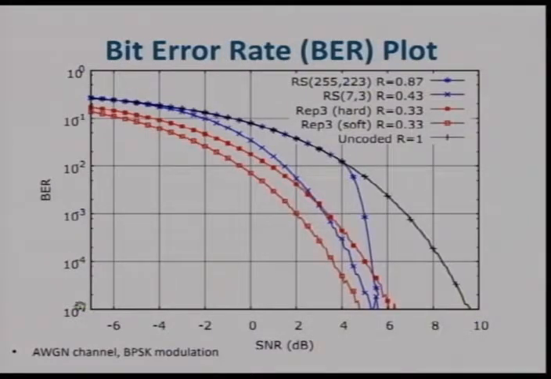And so the way we judge the performance of these is a bit error rate plot. So we've got the SNR along the bottom, and then the probability of an error here. And so you can see the uncoded one is here, and it's, not surprisingly, the worst. And then the repetition code using soft information is that much better than the one using hard information.